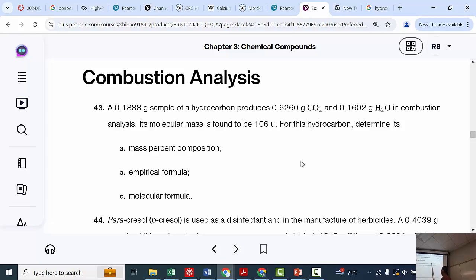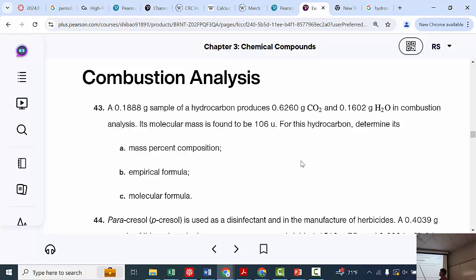And then it produces this much water. So I'll go from grams of water to moles of water to moles of hydrogen, stop there. And then I figure out the simplest mole ratio of carbon to hydrogen by dividing by the smallest number of moles. Do you guys remember doing that? And that gives me the empirical formula.